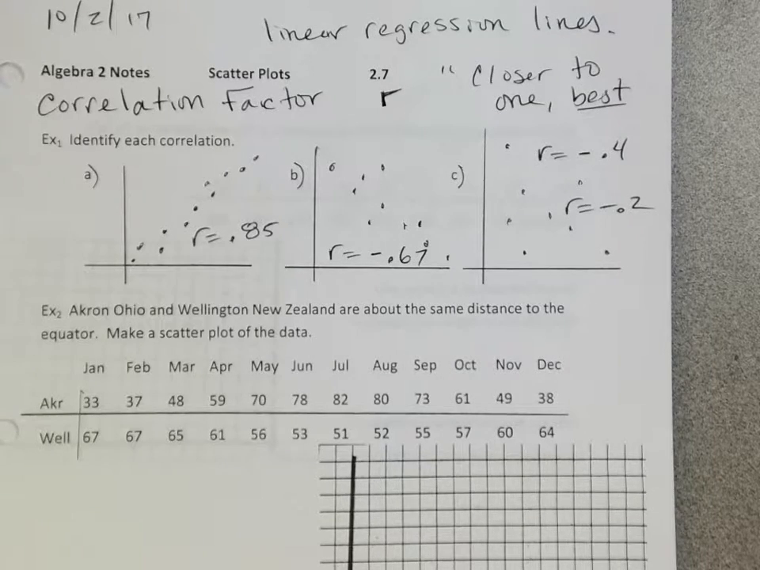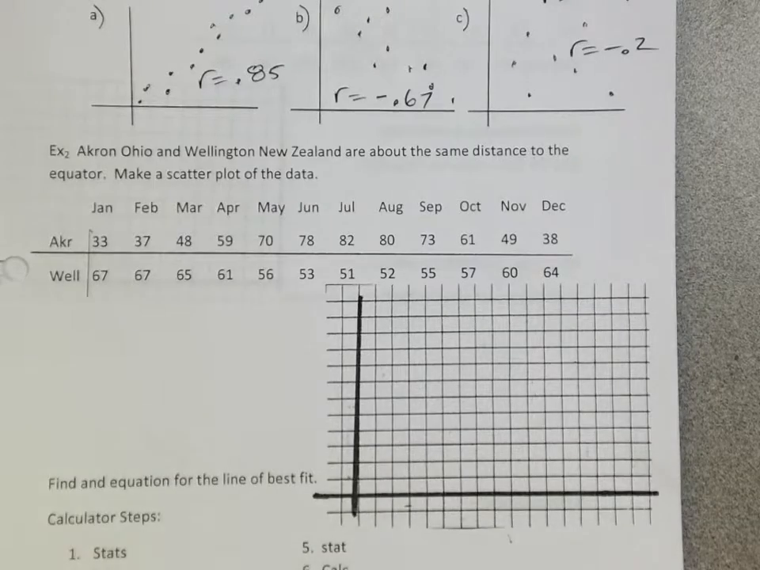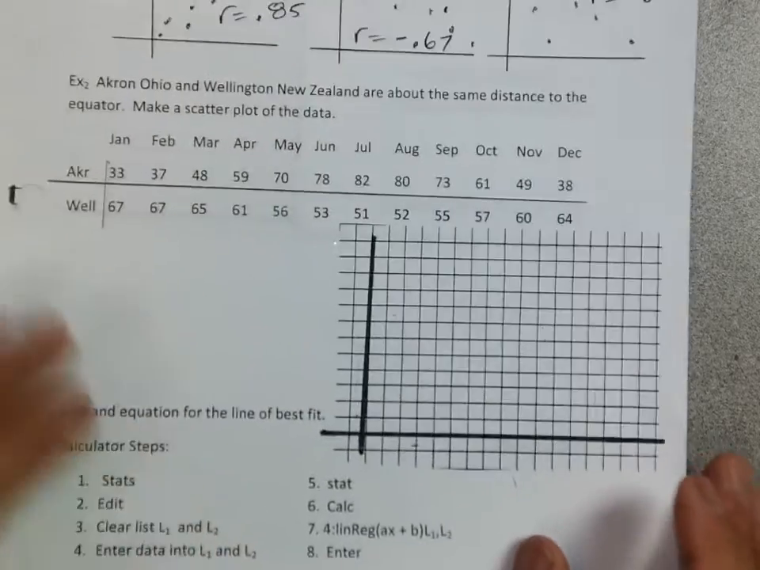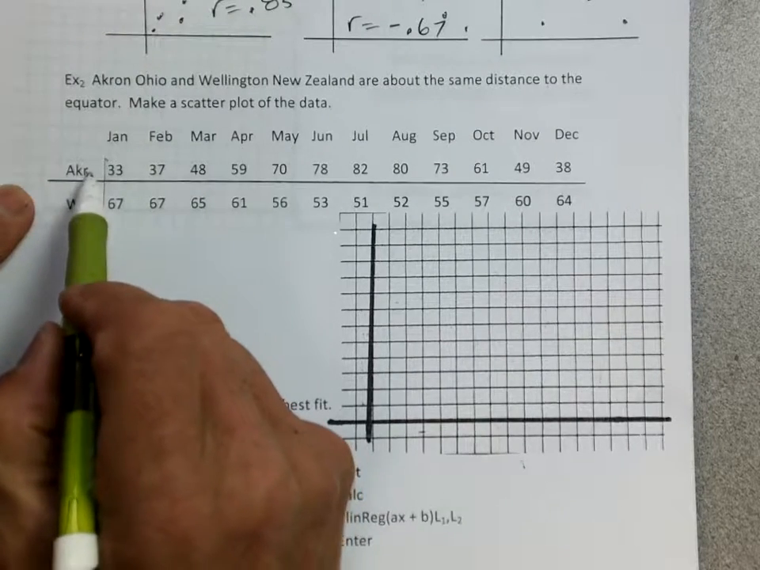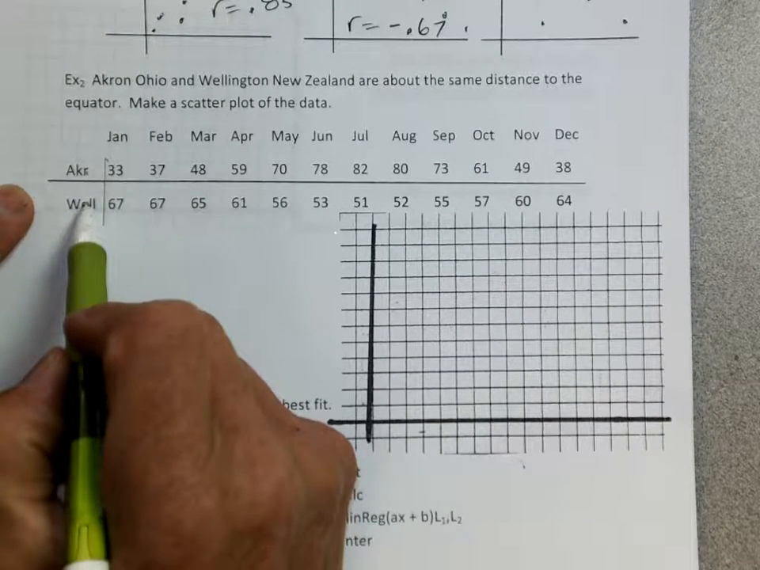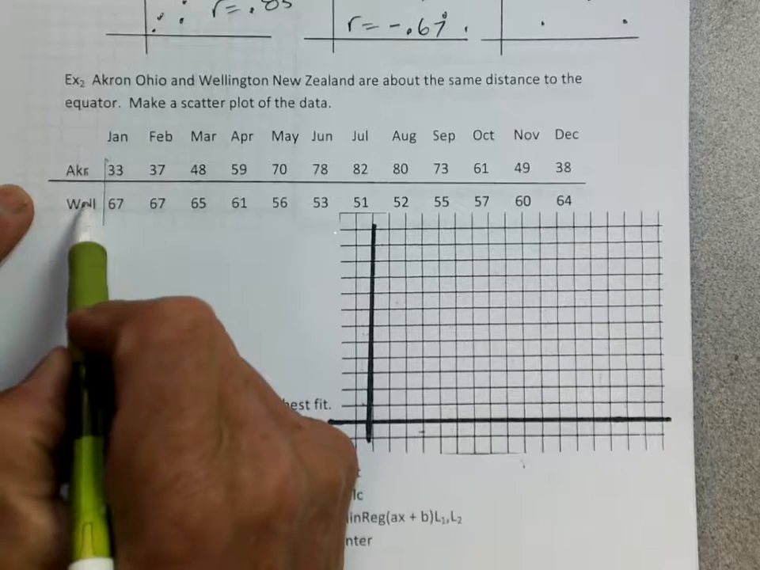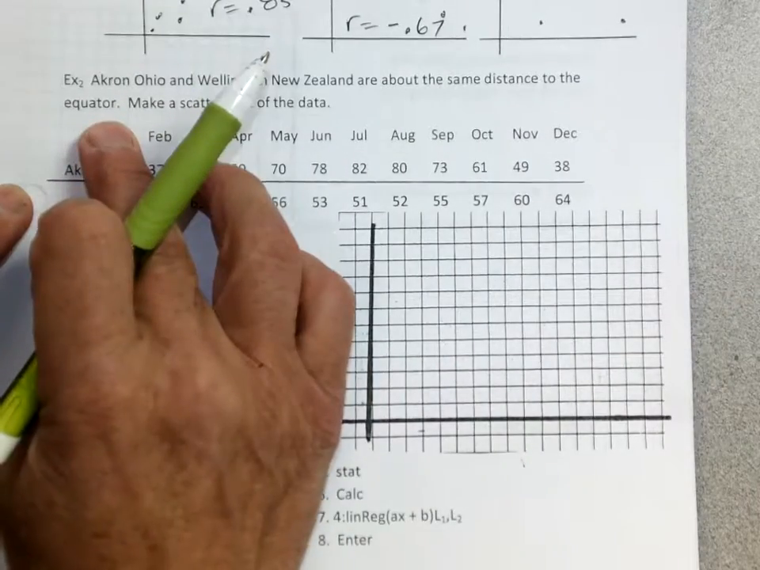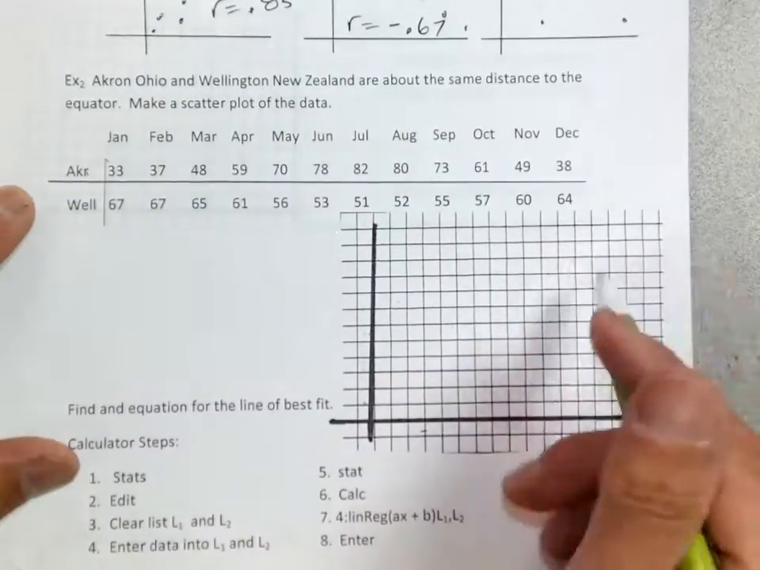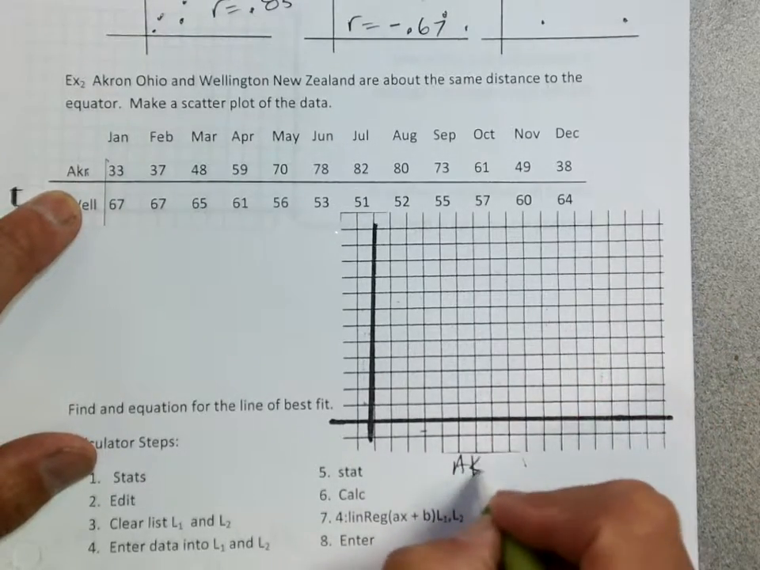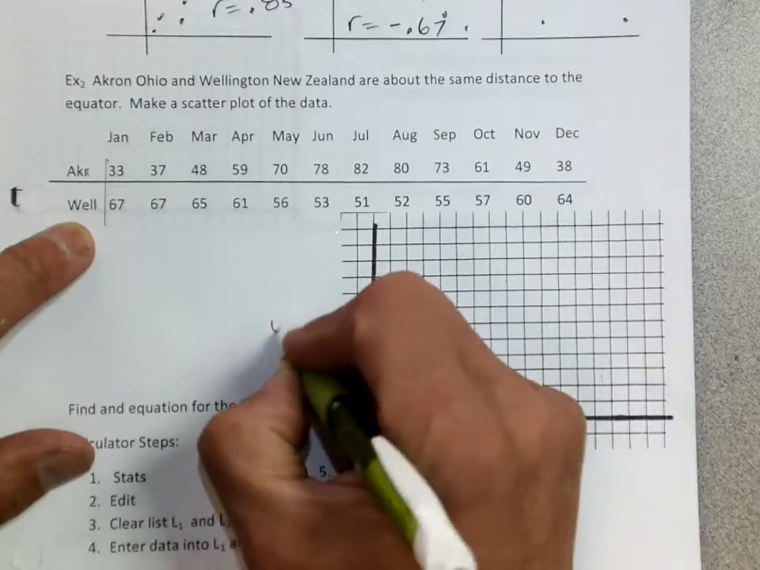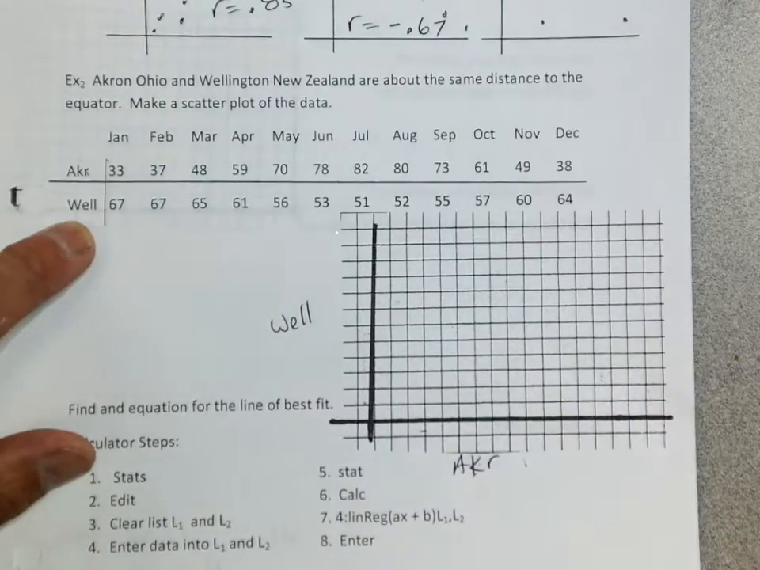So first, let's do a scatter plot. You guys ready? So we've got Akron, Ohio, and Wellington, New Zealand, okay? They're about the same distance to the equator. Make a scatter plot of the data. So let's put Akron down here. We'll put Wellington. We're comparing their temperatures, okay?